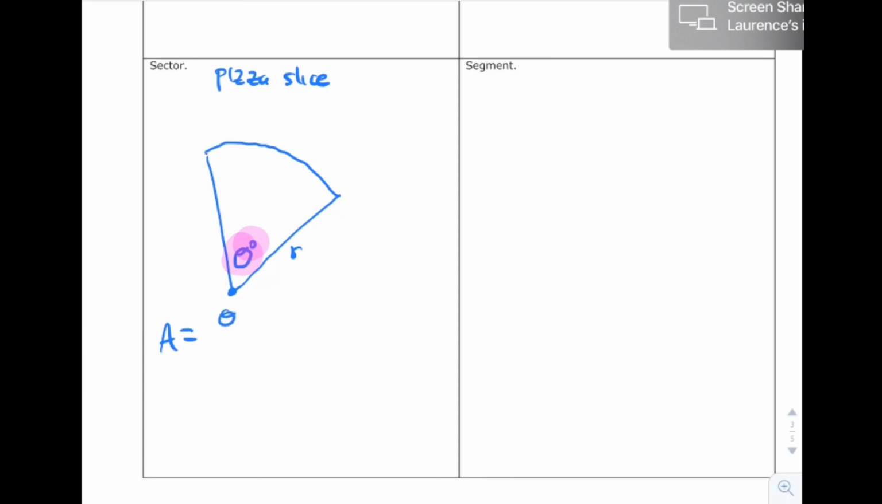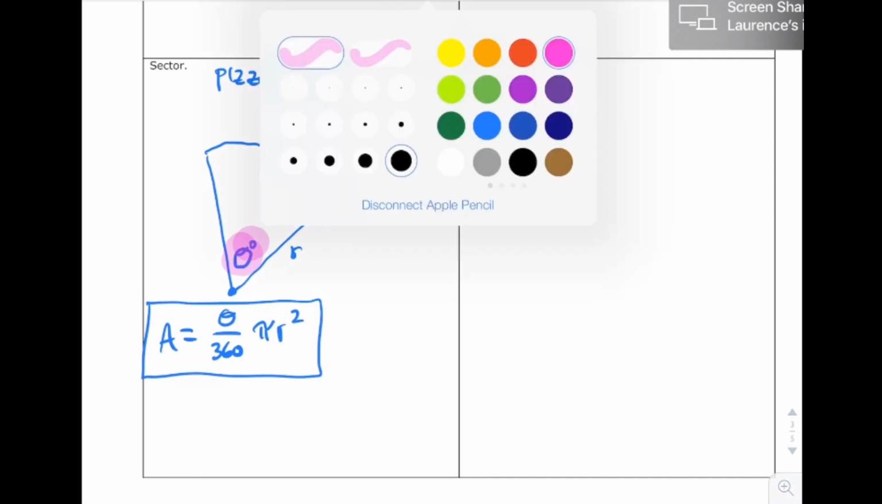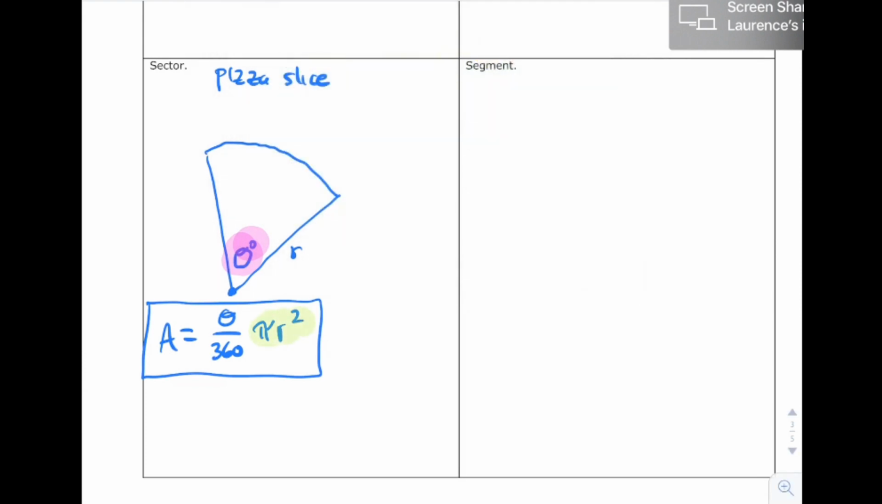You take theta and you divide it by 360 times pi r squared. Ask yourself where that formula comes from. Hint, pi r squared is the area of a full circle. So what's this then? This is what fraction of a circle we have, right?